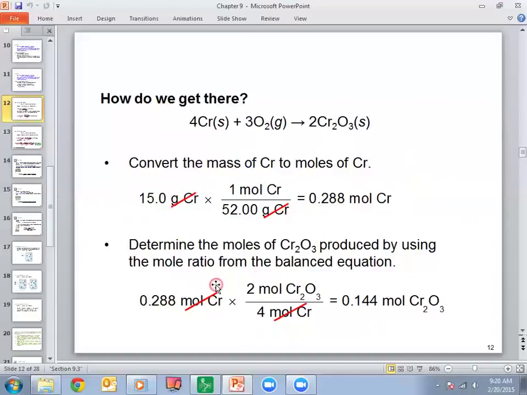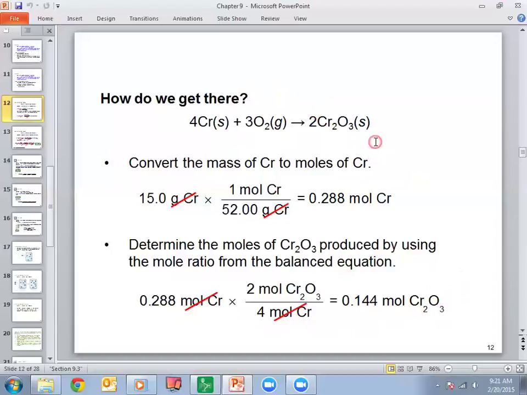Here's the next one. What's the story with that? The molar ratio, where does it come from? The balanced equation, right? So it's only the balanced equation that gives you that proper mole ratio. But look again at the units. Those moles have to cancel properly in order to retrieve out of the calculation the number of moles of chromium 3 oxide we get out of the problem.